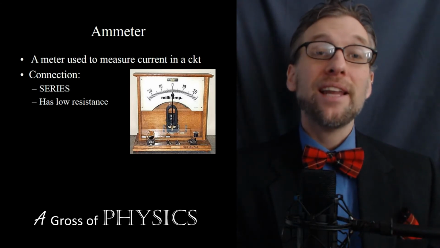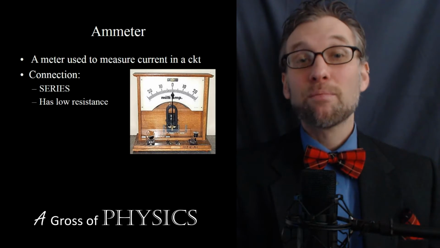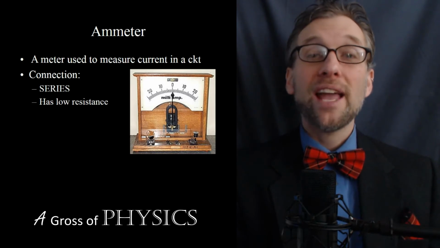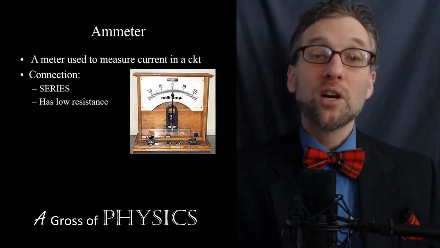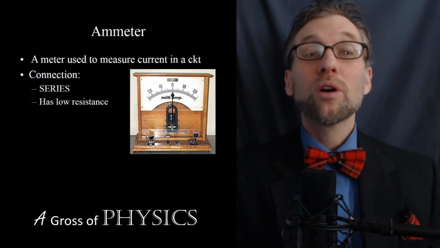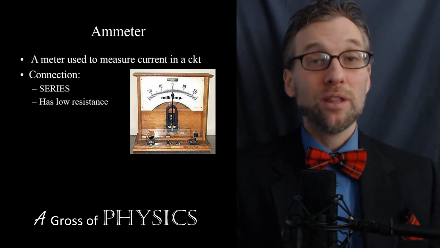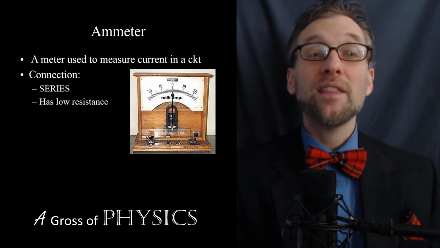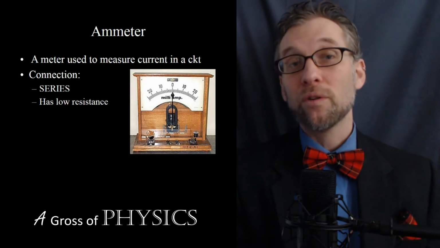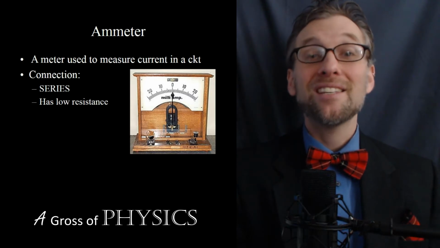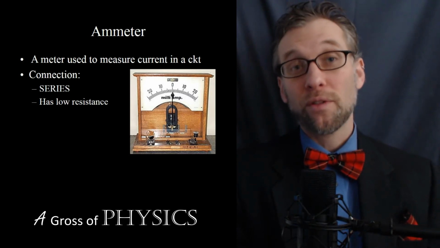Now, in order to connect an ammeter to a circuit, we need to break the circuit and put the ammeter in series with the component we're looking for. So if we want to find the current flowing through an entire circuit, we're going to place the ammeter in series with the battery. If we want to find the current flowing through a specific component, for example, resistor 1, 2, or 3, we're going to place it in series with resistor 1, 2, or 3.